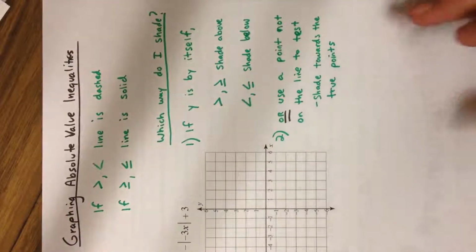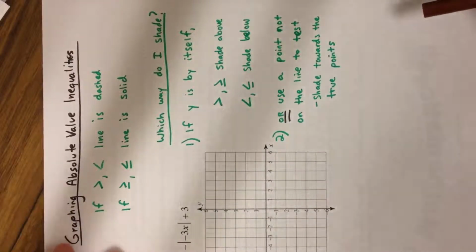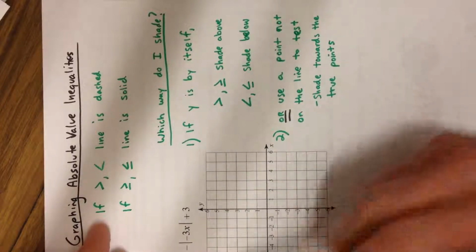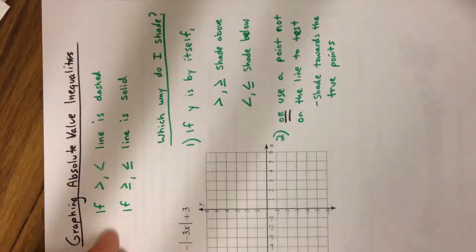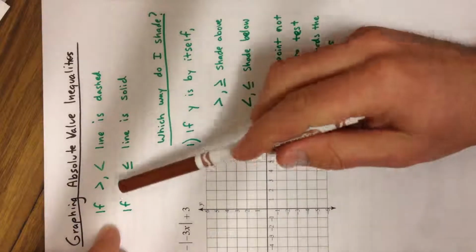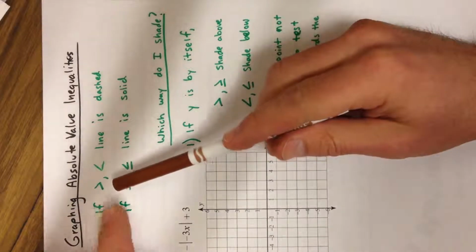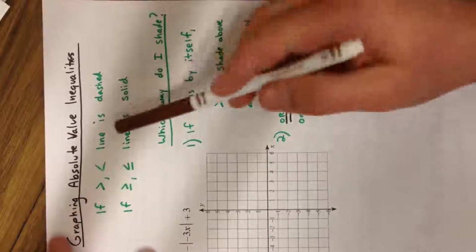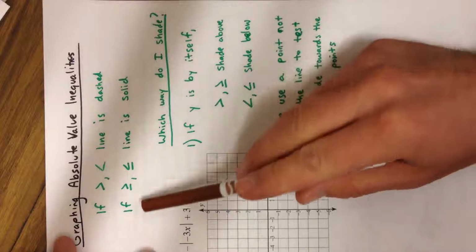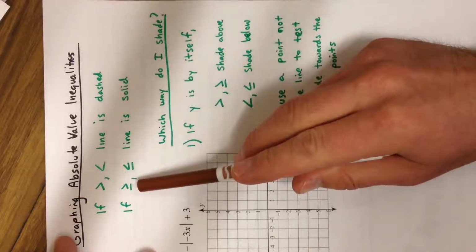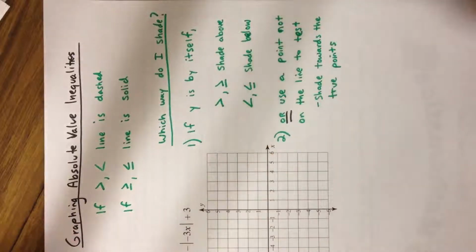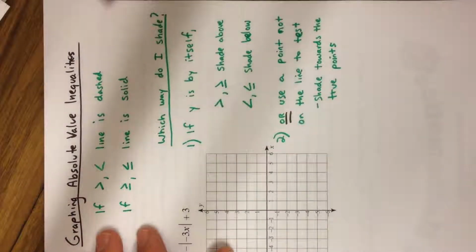This video will be on graphing absolute value inequalities. It's really an inequality that's a function with an x and a y in the equation. But if the inequality is greater than or less than, the line is going to be dashed. If the inequality sign is greater than or equal to or less than or equal to, the line is going to be solid. Okay, so in the green here we have some notes.